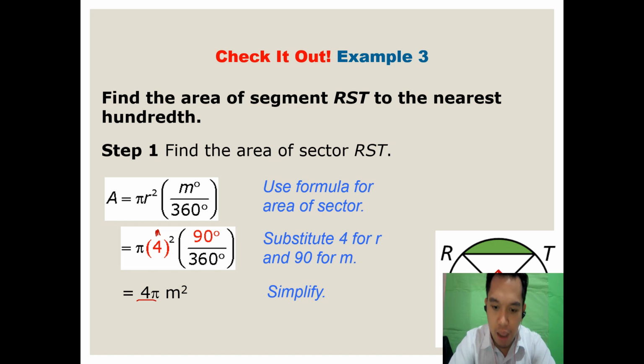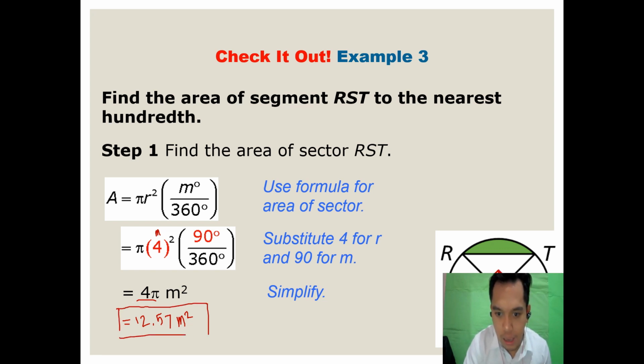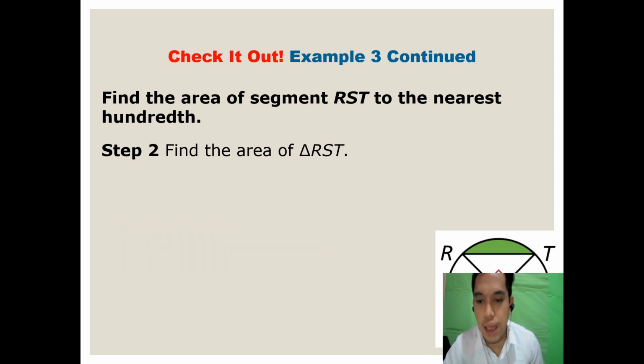Okay, 4 times pi is 12.57. So this is 12.57 meter squared. Okay, so this is the area of the sector natin. Ito yung area ng ating sector, 12.57 meter squared. Okay? Next is find the area of the triangle RST.